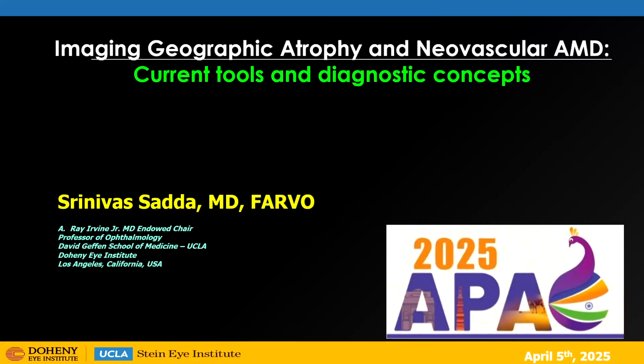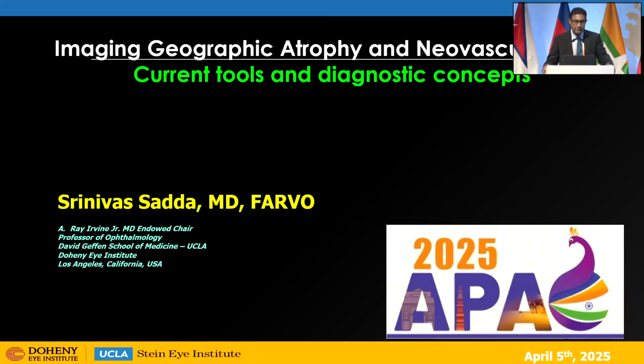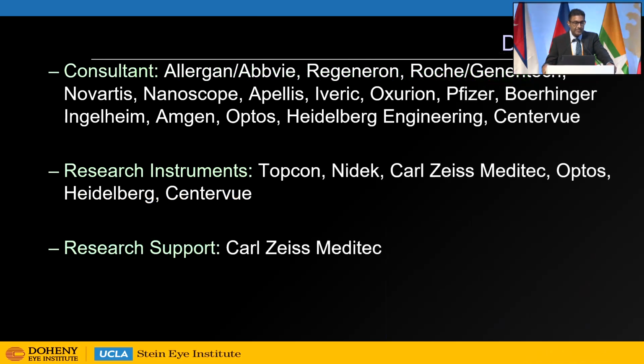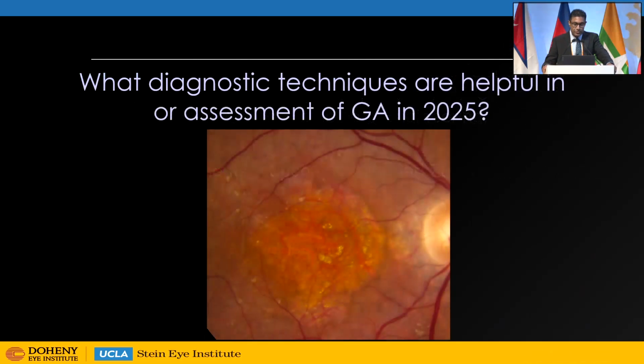Okay, fantastic. So I have a tall order to cover in 10 minutes, so I'm going to talk specifically about geographic atrophy and neovascular AMD, and not say a whole lot about Drusen, just because of the limitations of time. These are my disclosures. Let me first start with how we approach the diagnosis of geographic atrophy in 2025.